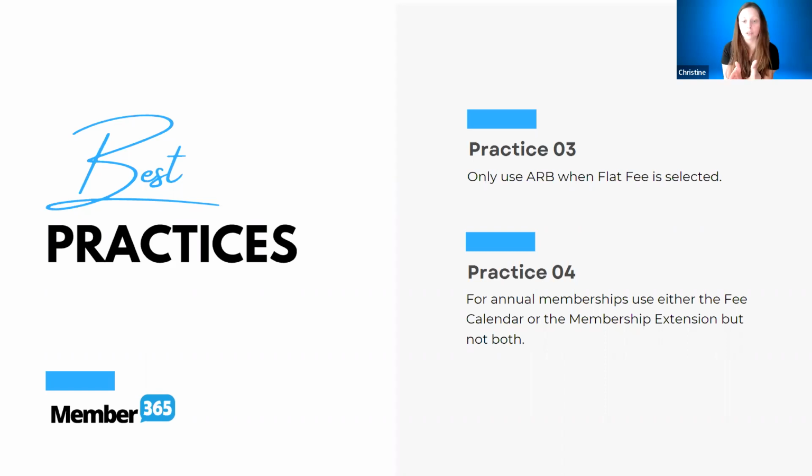For annual memberships, make sure you're only using one of the proration options, so you're using either the calendar or the extension. Don't use both, only one, or they'll cancel each other out and it won't work.